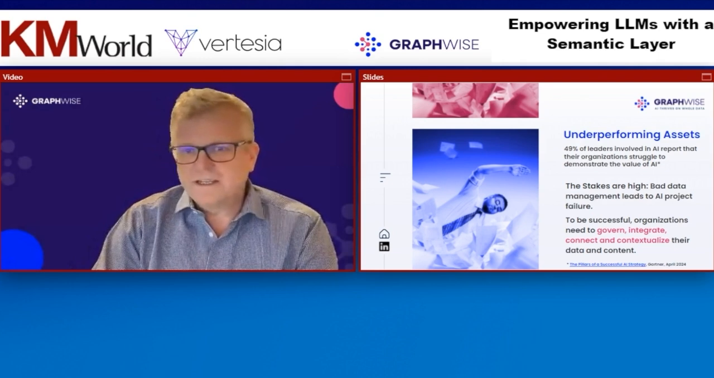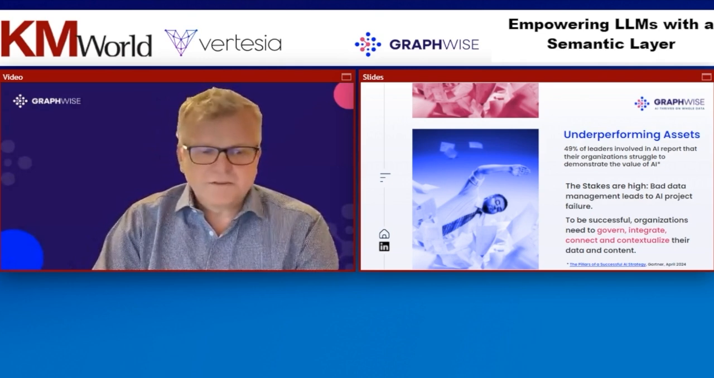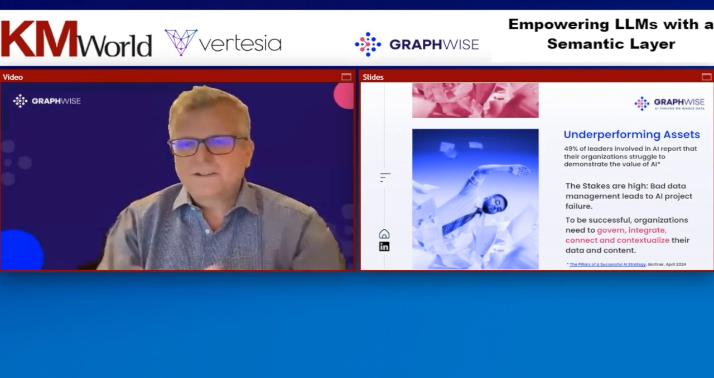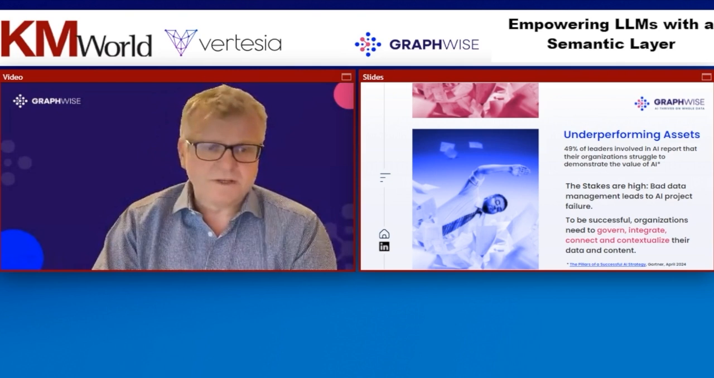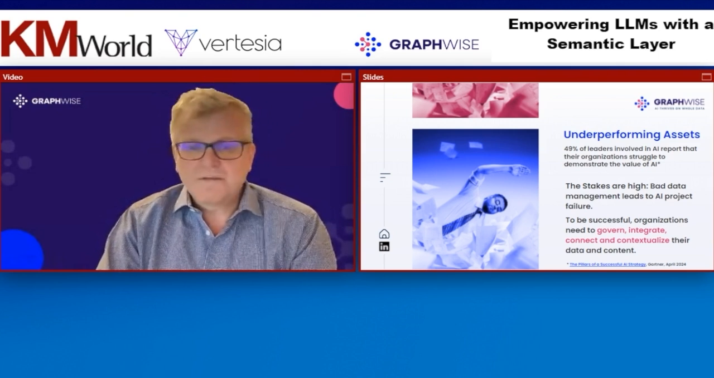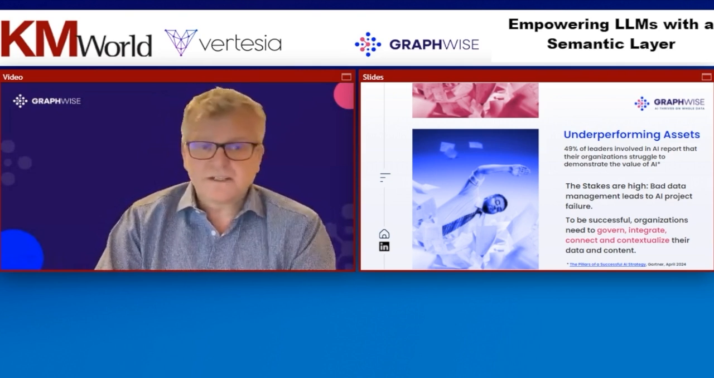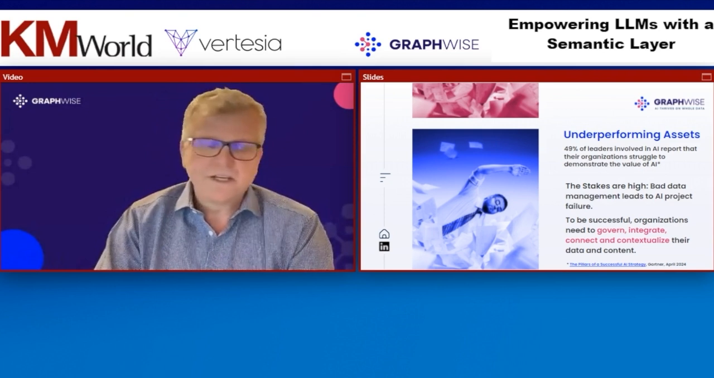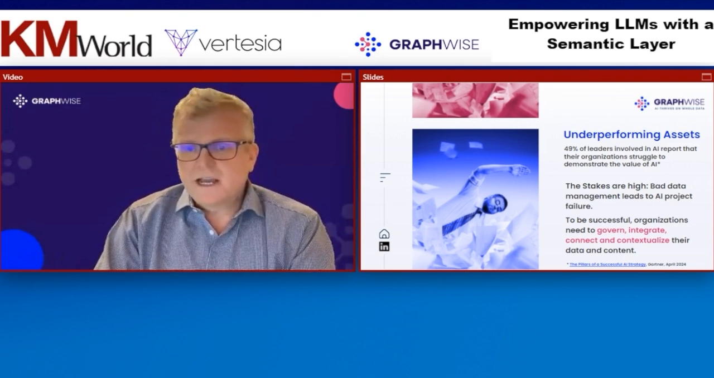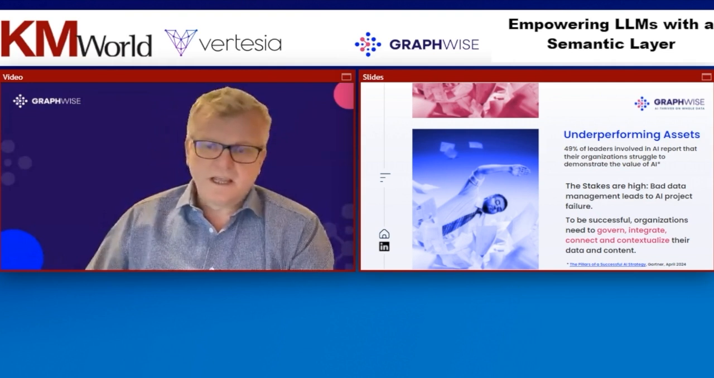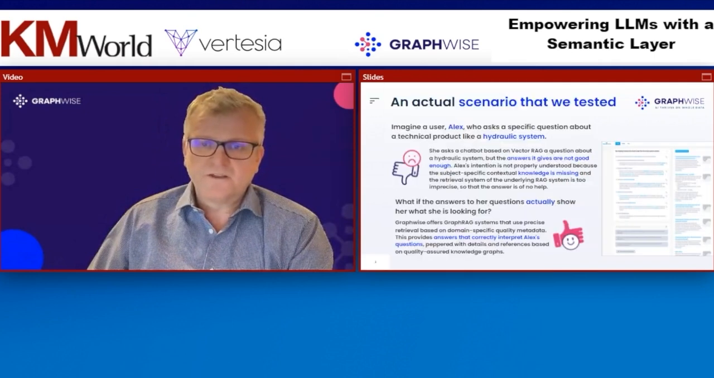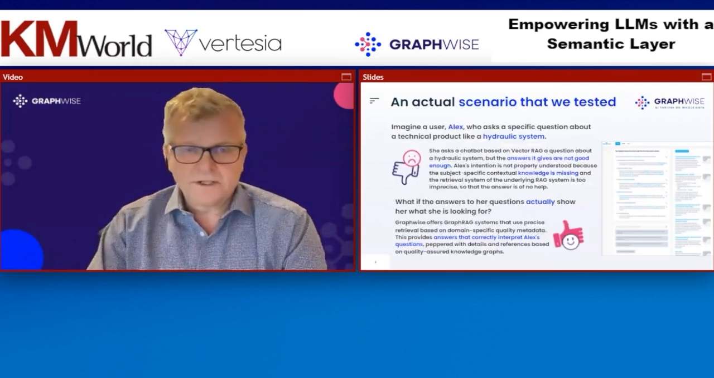make use of it. And GraphWise has been around, with its two halves now being merged into one company, for over 15 years. And our mission always was helping customers to govern, integrate, connect, and contextualize the data and content. So knowledge graphs have been around for many years. And now with LLMs in place and the combination of those two elements, we see a lot of interest and a lot of new opportunities for organizations.